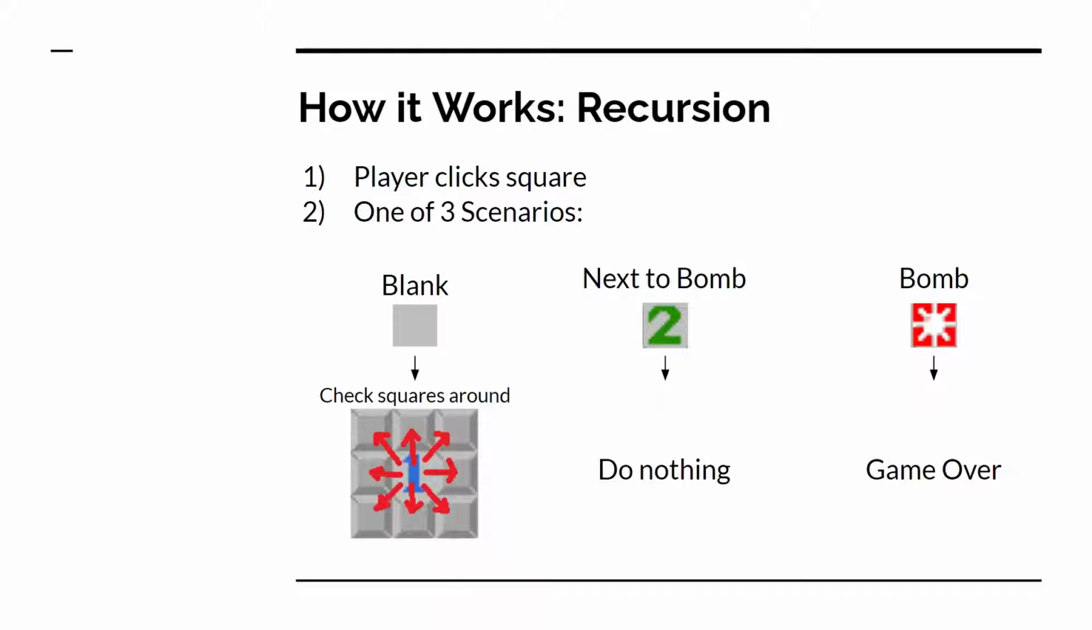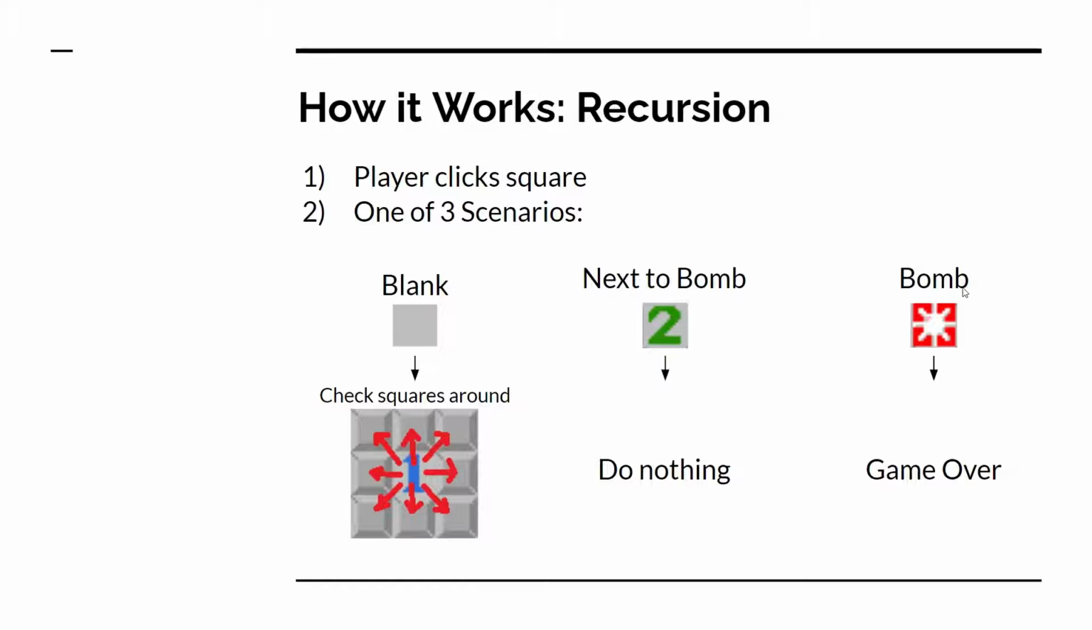So basically, how our game goes about doing that is if a player clicks a square, it checks for any of these three scenarios here. If the square is blank, meaning there are no bombs next to it, then it's just going to check each of the squares around it for the same three scenarios. If there is a bomb next to it, then it's just going to display the number of bombs that are next to it, and it's going to do nothing after that.